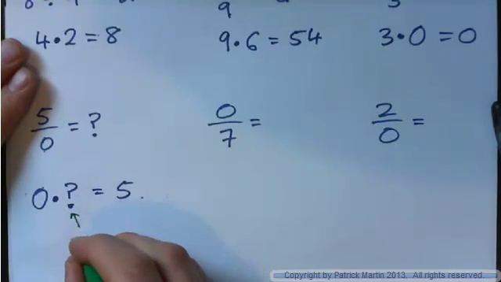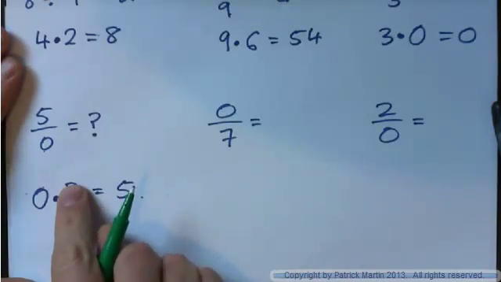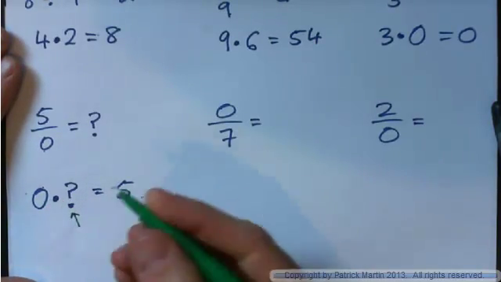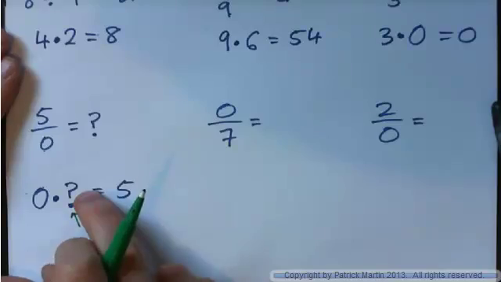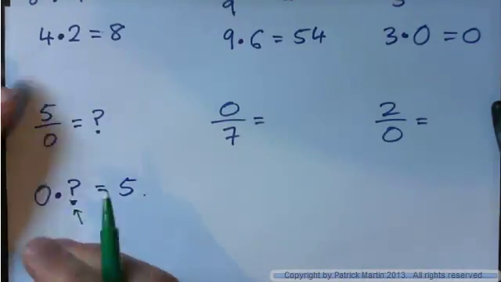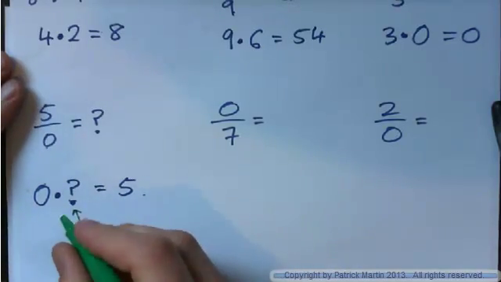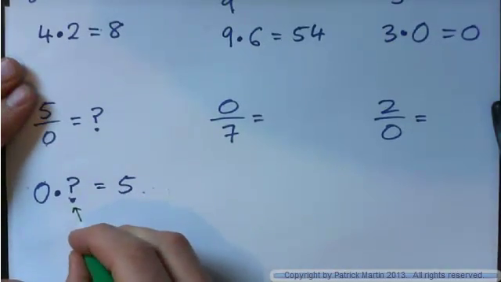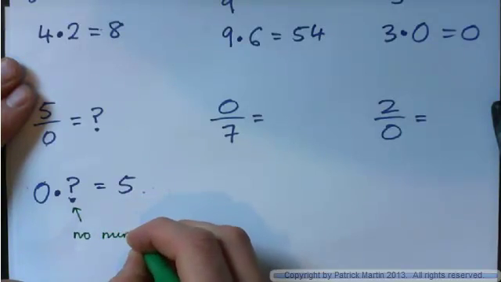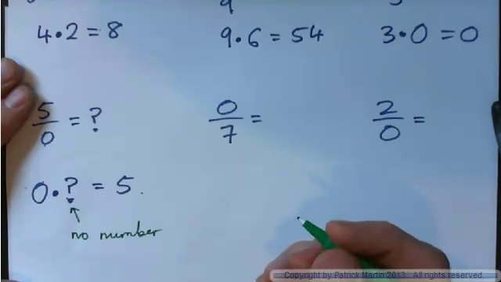So the answer is no. Nothing is going to multiply by 0 to give 5. 0 times anything is just 0, no matter what the number is. So there's nothing we can plug in here to make this equal to 5. 0 times something is always 0, never 5, 6, 7, 8, 9, 10, anything like that. So no number will work in here.